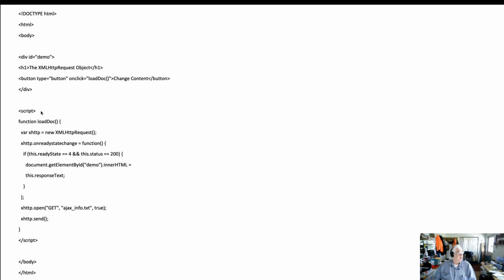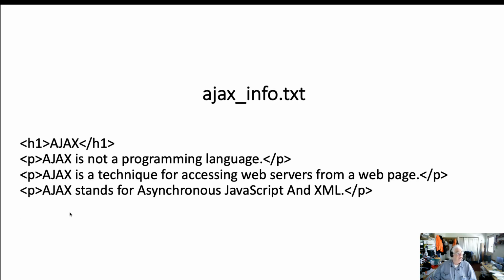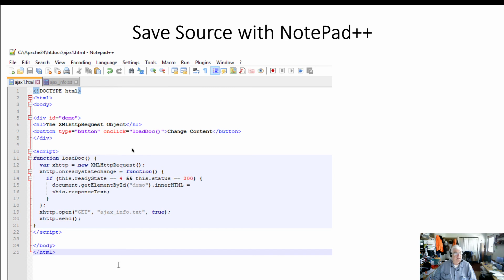Then we get to a script to tell it's JavaScript that it's starting. And here's our load doc function. We're going to talk a lot about these again, but we see that we're opening with the GET that file. And if we look at the AJAX info.txt that it's pulling, it simply looks like this. And don't worry about how all that works. That's what we're going to talk about today.